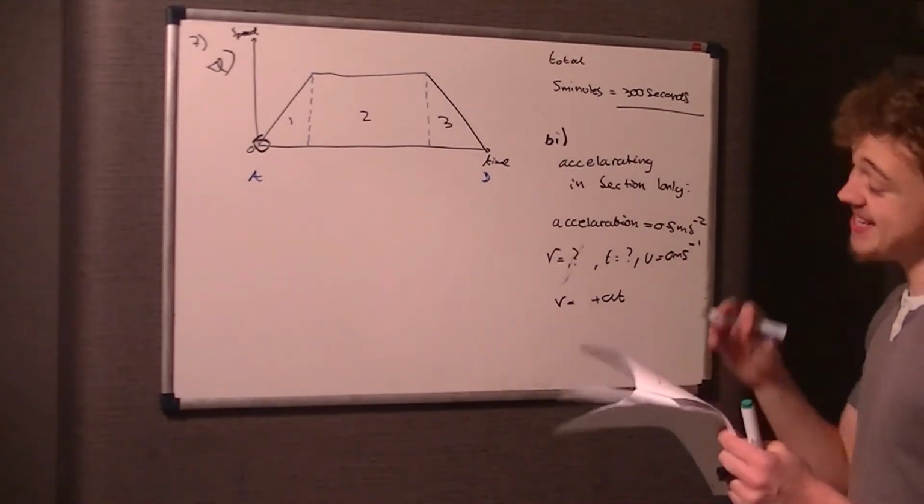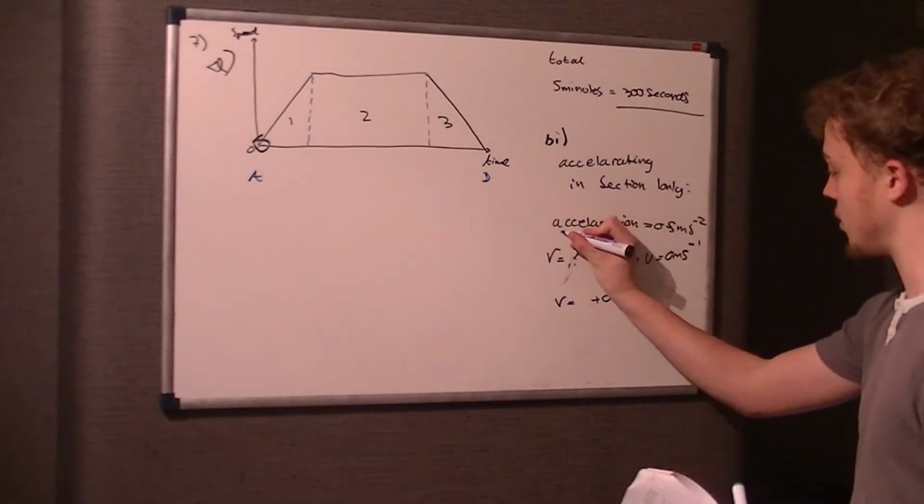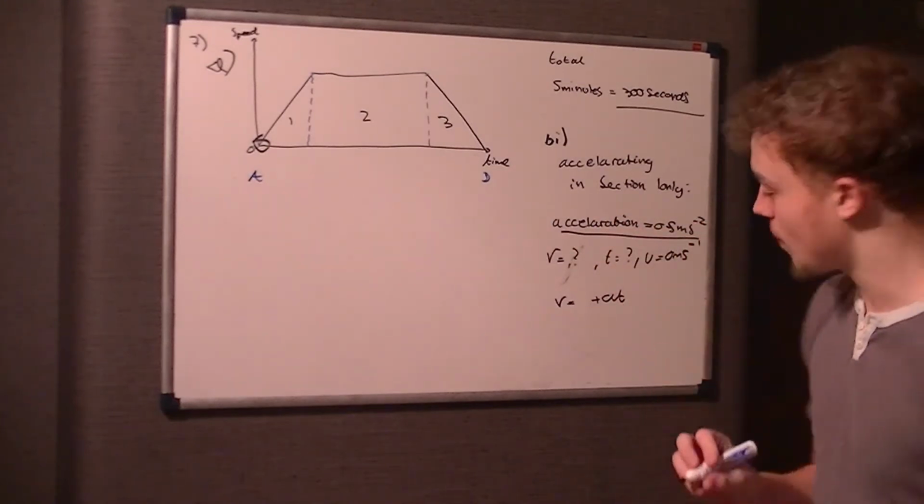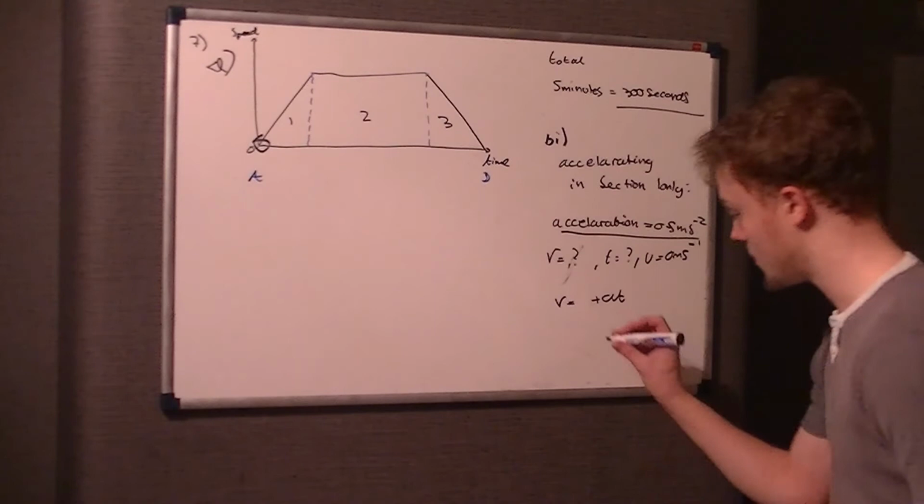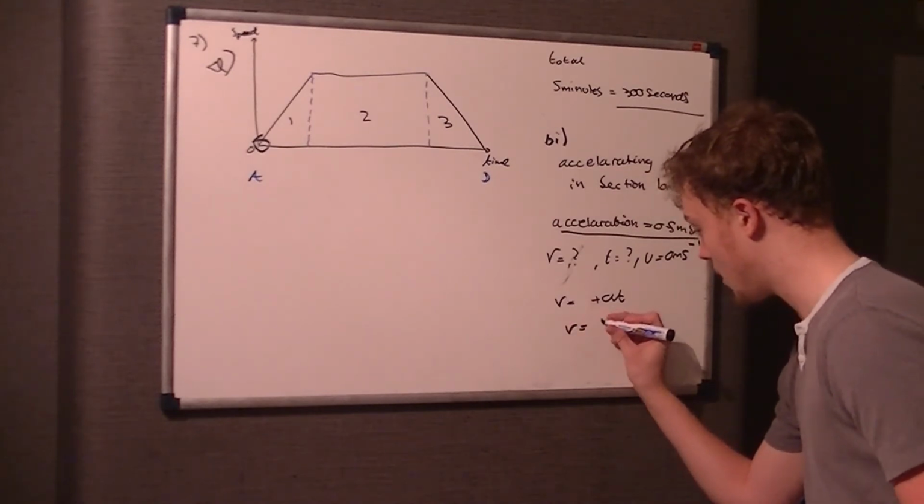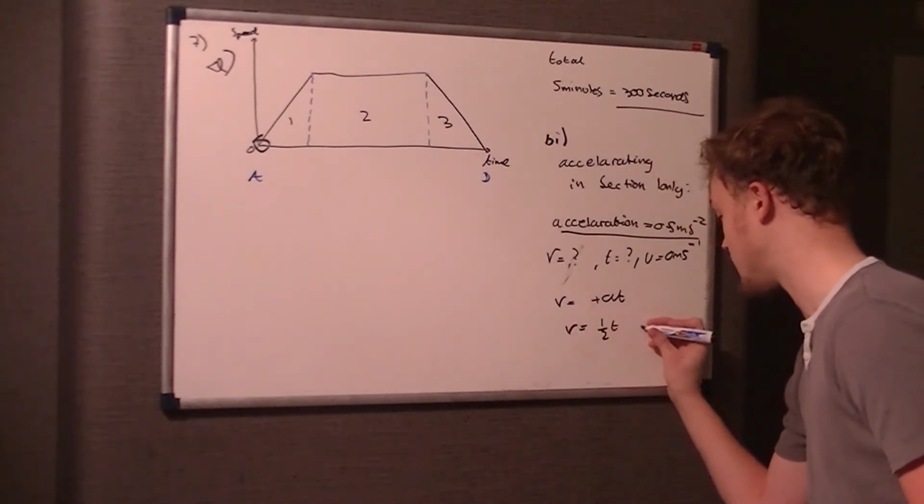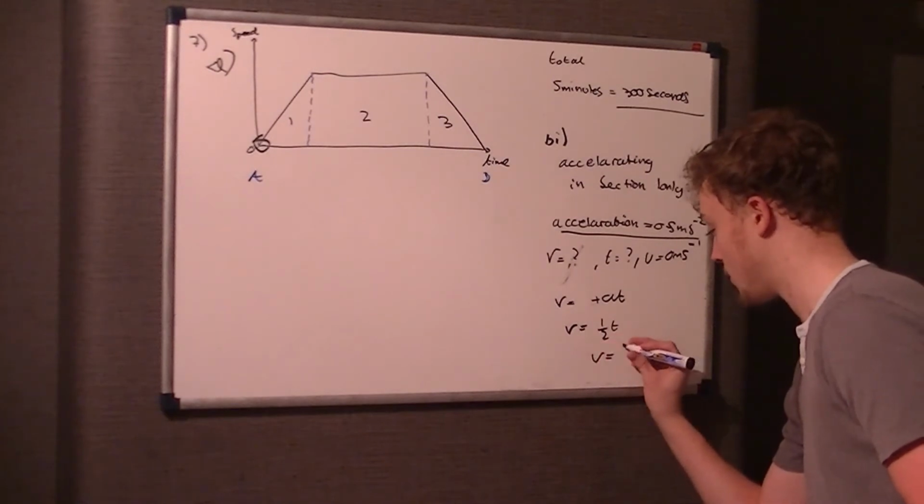Now we want V in terms of T, and we know acceleration is 0.5 meters per second squared. So you just sub it into this equation. So V equals a half of T, or V equals T over 2. Either one of them is acceptable.